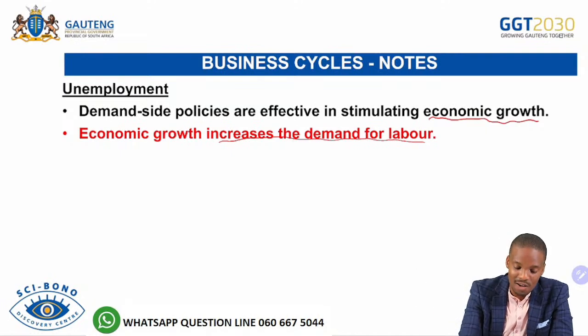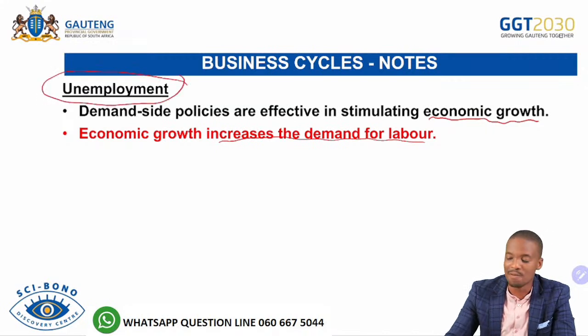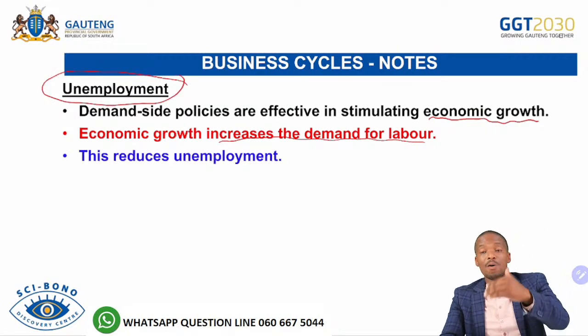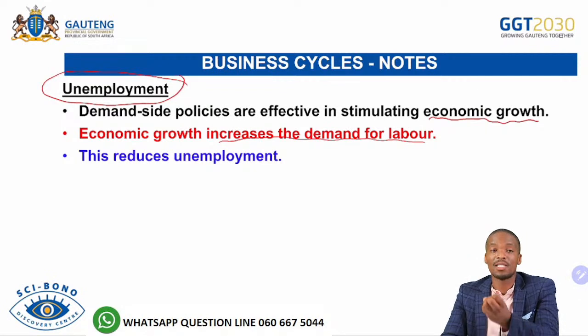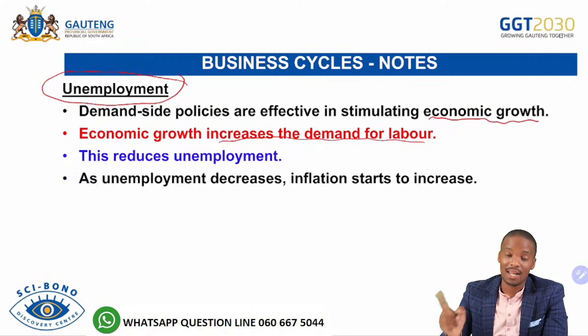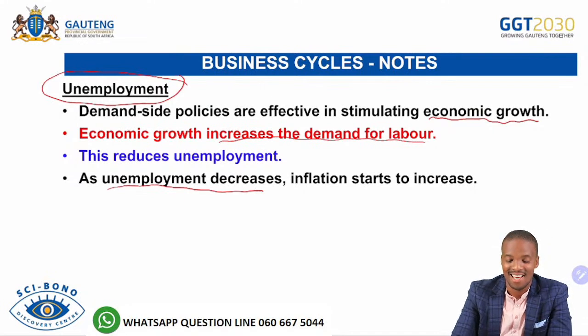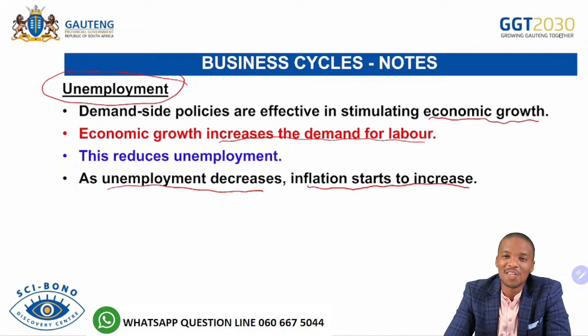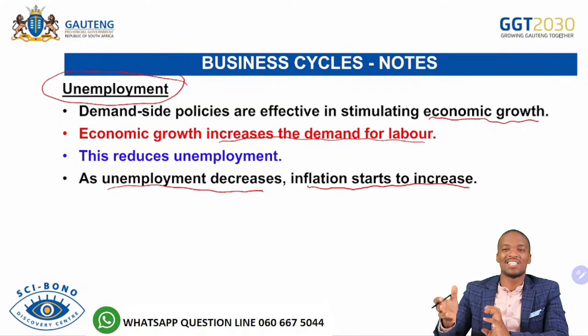So the hiring of people, or the demand for people, has an effect on unemployment. It means if more people are employed, unemployment reduces as such. That is why we will see a decrease in unemployment. But as unemployment decreases, inflation on the other side starts to increase. So you can see that there's an inverse relationship now.